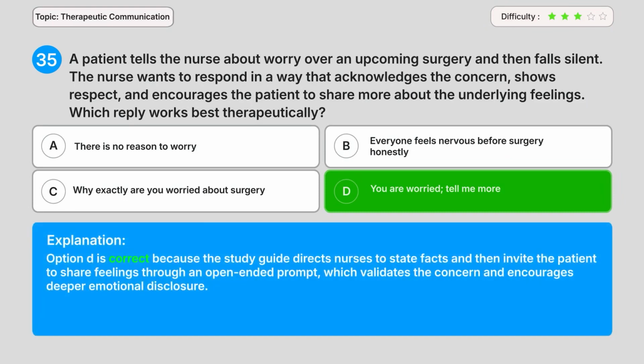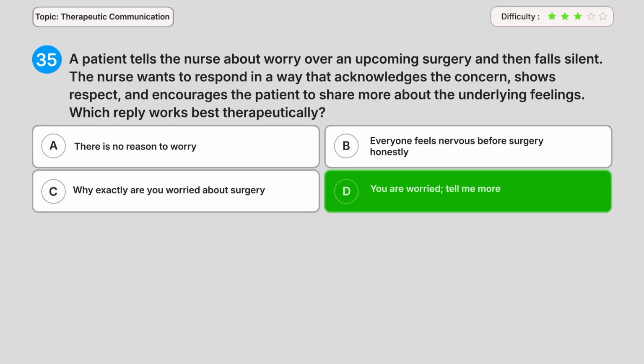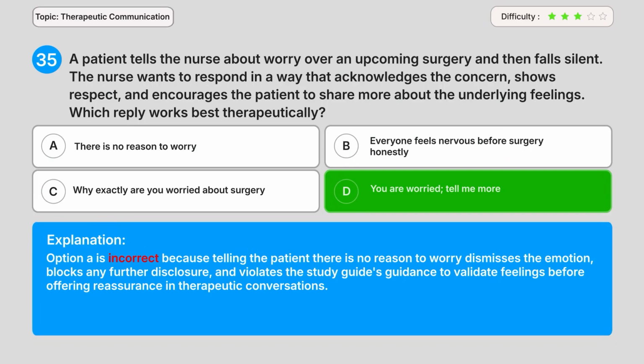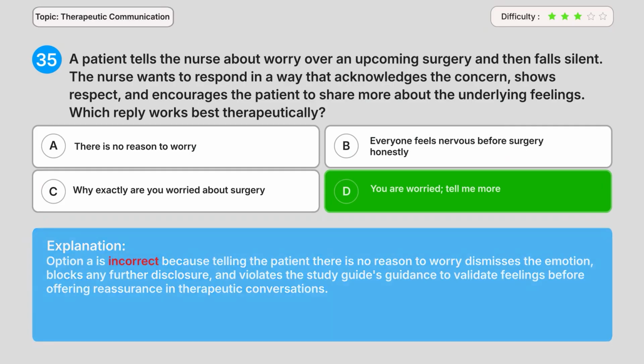Option D is correct, because the study guide directs nurses to state facts and then invite the patient to share feelings through an open-ended prompt, which validates the concern and encourages deeper emotional disclosure. Option A is incorrect, because telling the patient there is no reason to worry dismisses the emotion, blocks any further disclosure, and violates the study guide's guidance to validate feelings before offering reassurance in therapeutic conversations.